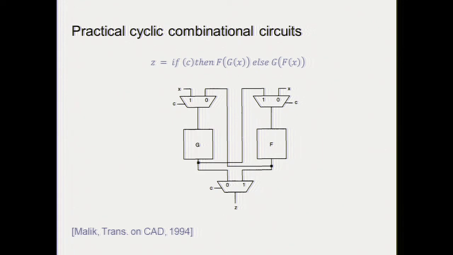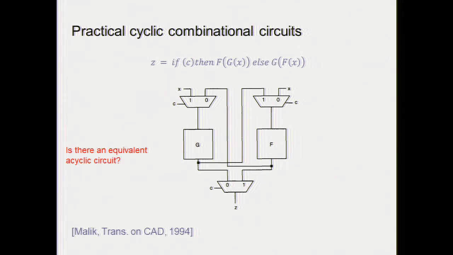Now this one is a cyclic combinational circuit. This is a select operator. It says if C, then you take f of g of x, else you take g of f of x. Is this well-formed or not? It is. In fact, it's a selector, a standard circuit that you use. So not always, if you have a feedback, is it bad news. You can define some interesting compact circuits to do what you want.